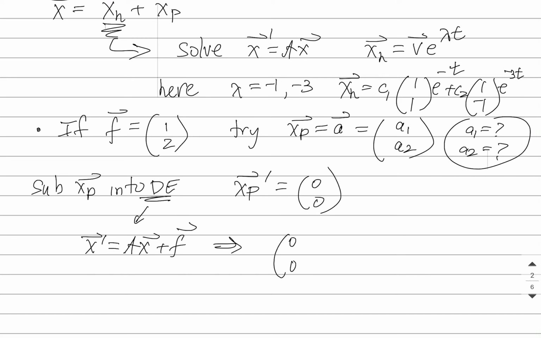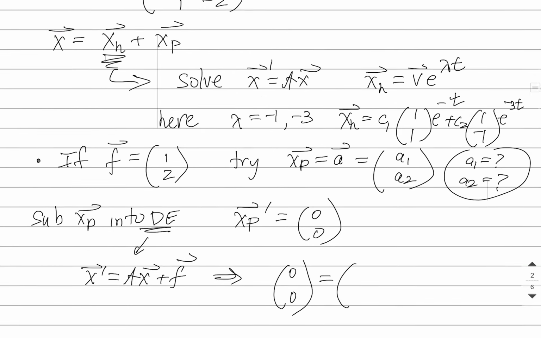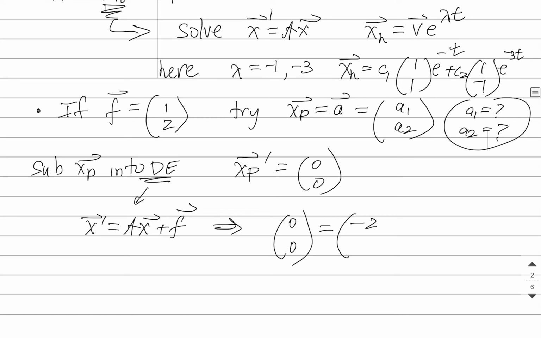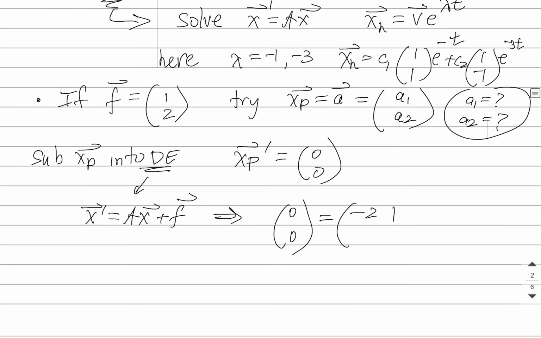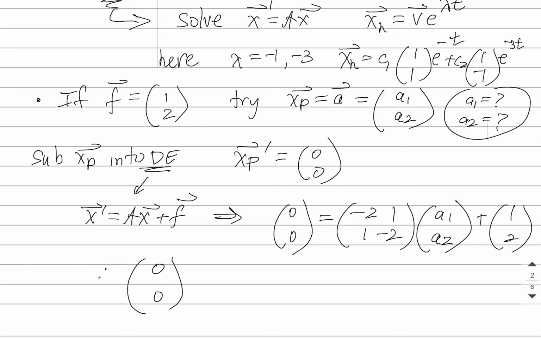We'll get 0, 0 on that left-hand side, sorry. And our matrix is -2, 1, 1, -2. And now we're going to be multiplying by this unknown particular solution that we're trying to guess the form of. And here is our right-hand side, our driving force, 1, 2.